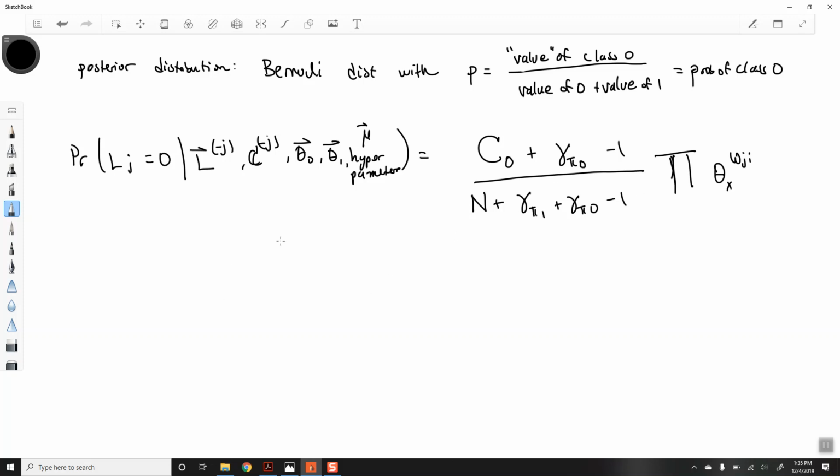Okay, so let me just break this down. This C0 part is basically equal to how many docs are currently labeled 0. So this is like the prior part. How many documents are currently labeled 0, plus you have your pseudo count in the beta distribution. This is your shape parameter 1. If you think of the two shape parameters in the beta distribution, you can think of those as the pseudo prior counts. So it's basically how many documents are currently labeled 0 plus the pseudo count in the beta distribution for class 0.